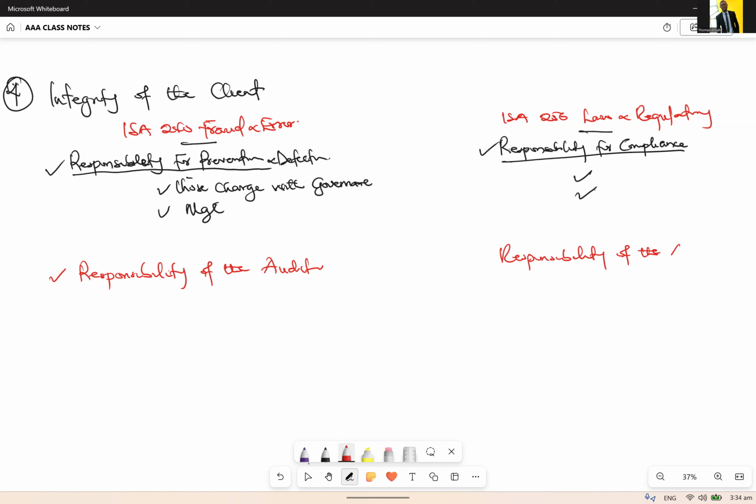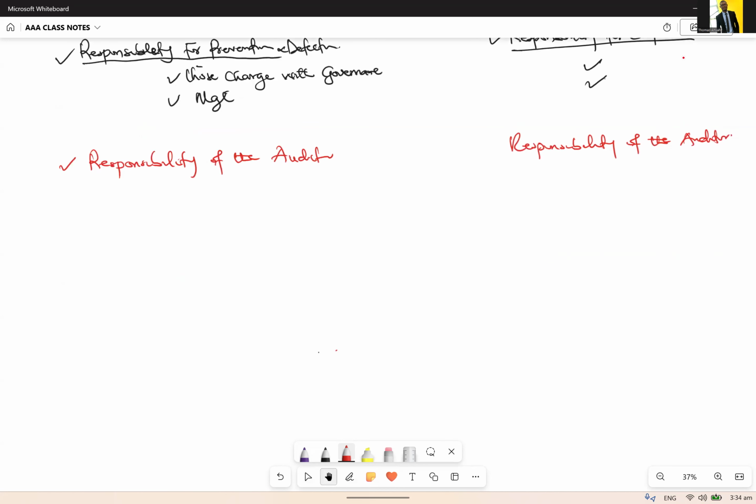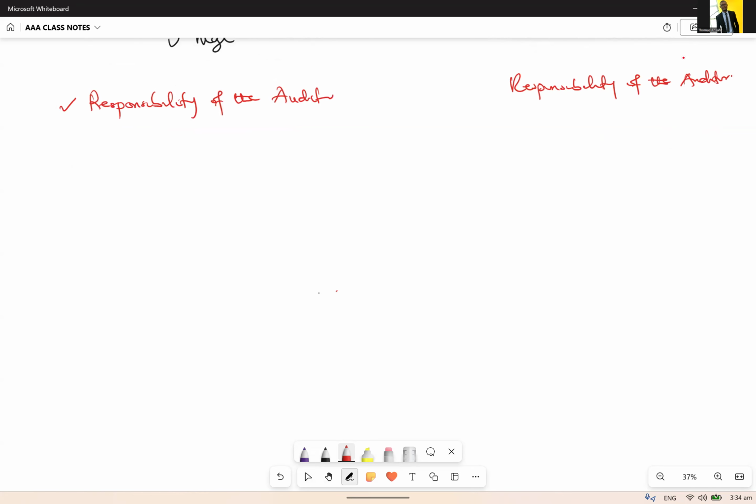Now, the auditor is always supposed to obtain reasonable assurance that the financial statement that has been prepared in all material respects is free from material misstatements. So that is what is required from the auditor.